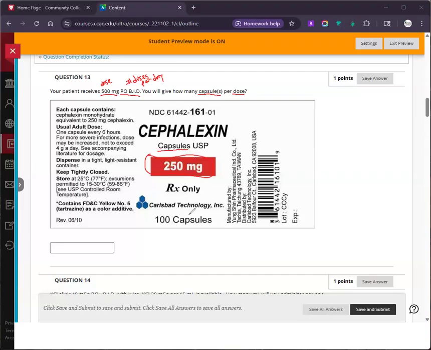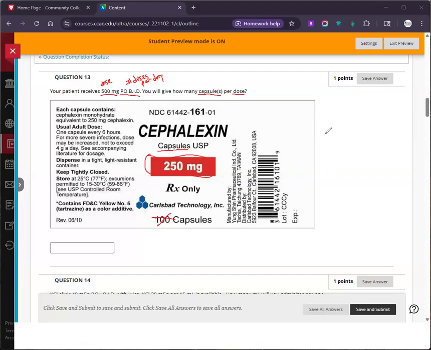Okay. Now, a lot of times you'll see this listed here, the 100 capsules. That just tells you the total amount in the bottle. So you don't need to worry about that number. The only reason I bring that up is because I have a handful of students over the years that will do something with that number. And I always ask them, like, how did you get 0.2 as your answer? That's not even a whole capsule.